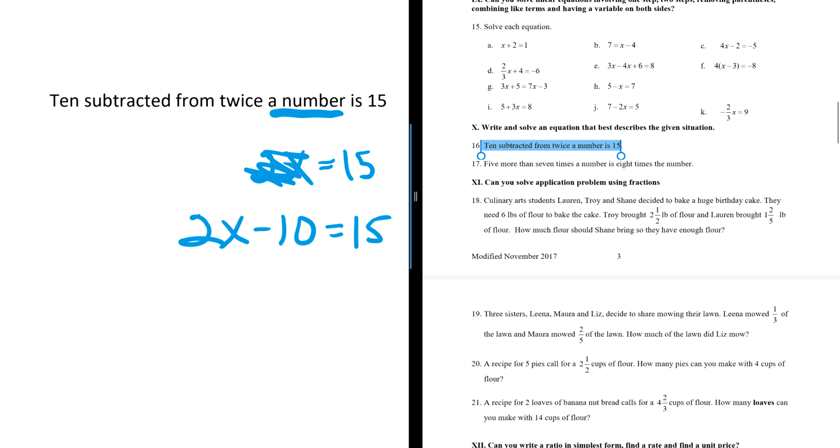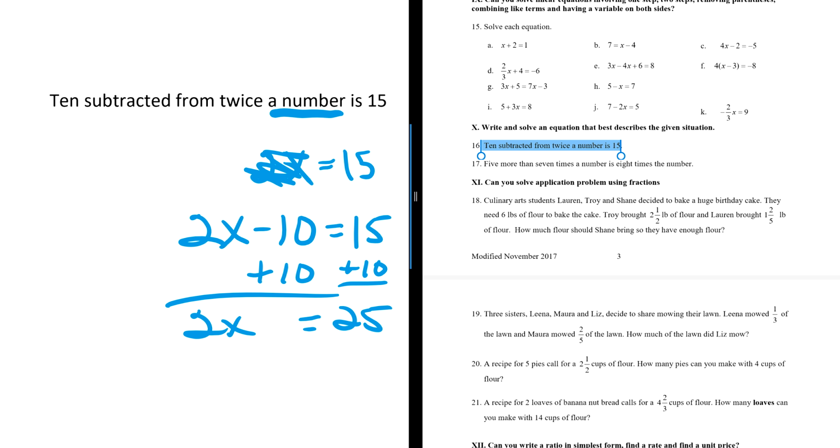It says, write and solve an equation that best describes the given situation. So that's what we're doing, and now we're going to solve for it. So this is 10 subtracted from twice a number is 15. I'll just go ahead and do it. I'm just going to add 10, and I got 2x equals 25. Divide both sides by 2. So x equals 25 divided by 2.